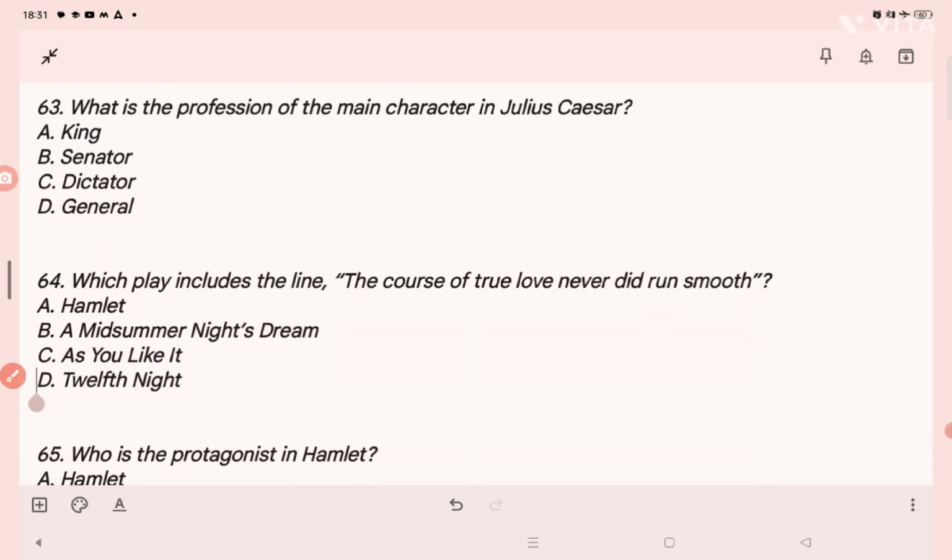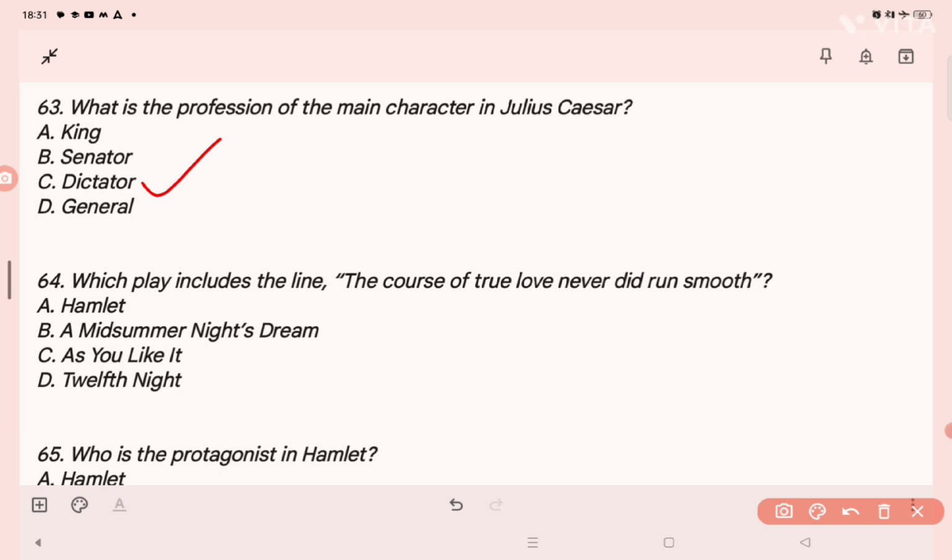What is the profession of the main character in Julius Caesar? Option C, dictator. Julius Caesar, a Roman general, becomes the dictator of Rome in Shakespeare's play.